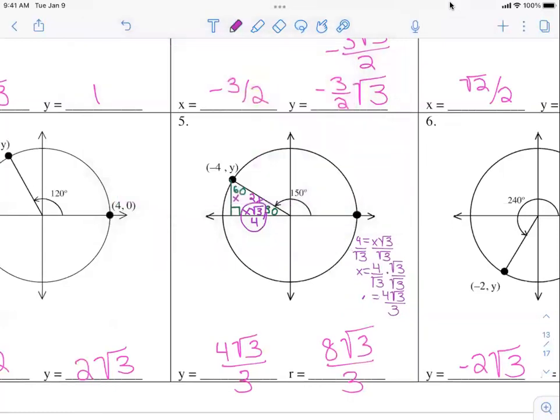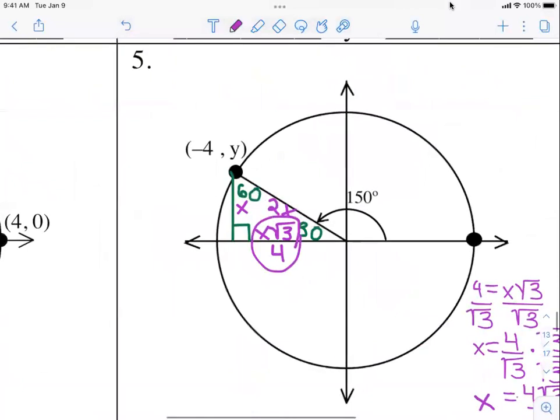So here, that's going to give me 4 root 3 over 3. On this other side, it's going to give me 8 root 3 over 3, because I have to double that 4.